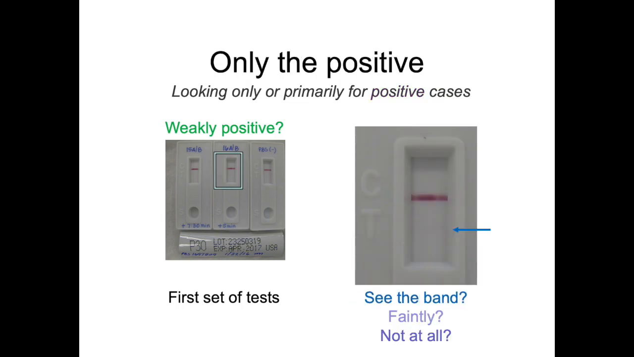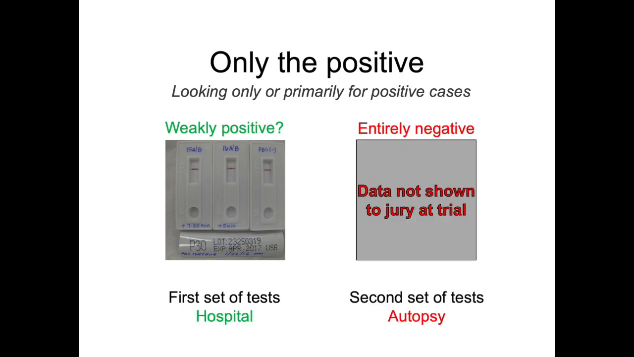Let's zoom in on that test region for the middle test on item 16. On the right, there's a blue arrow that's pointing to where the band might be. Do you see the band? Do you see it faintly? Do you see it at all? Well, if you were looking primarily for positive case results, that might bias you to see a band, whereas a more neutral assessment might not. Focusing on positive results might lead one to have more belief in positive outcomes than in negative outcomes.